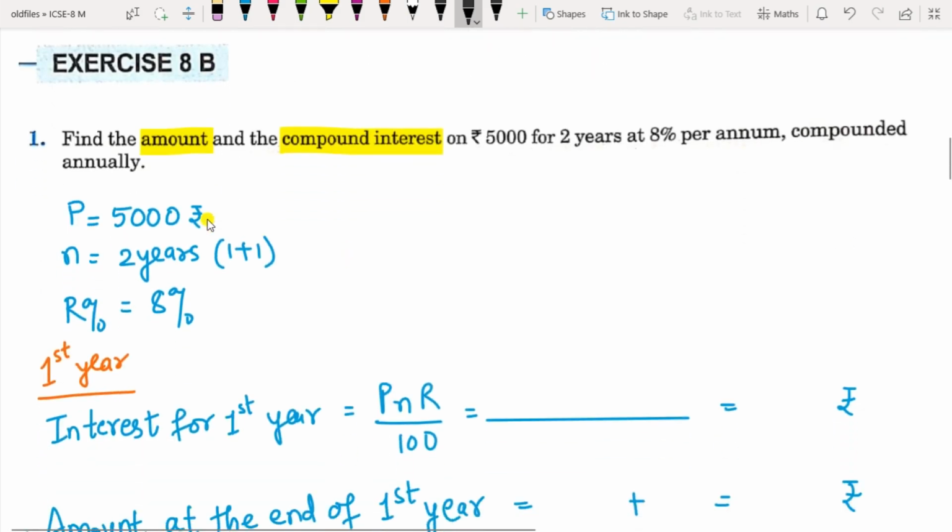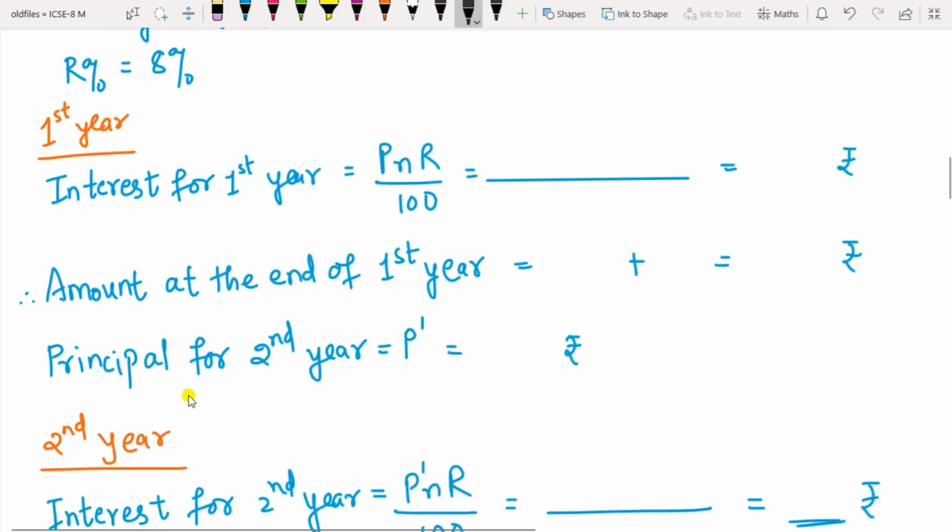Here I have solved some of the questions from exercise 8b, and I have used both formulas to find the compound interest. The first question is: find the amount and the compound interest on 5000 for 2 years at 8% per annum compounded annually. So P is 5000, N is 2 years, and R is 8%. We are going to solve this question using the regular formula.